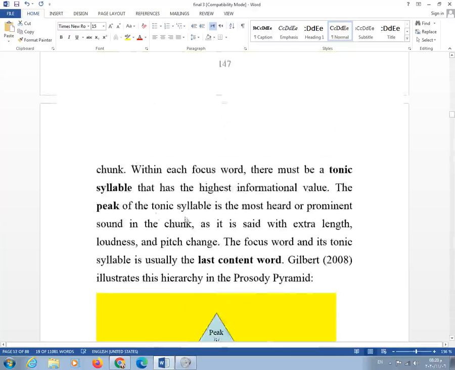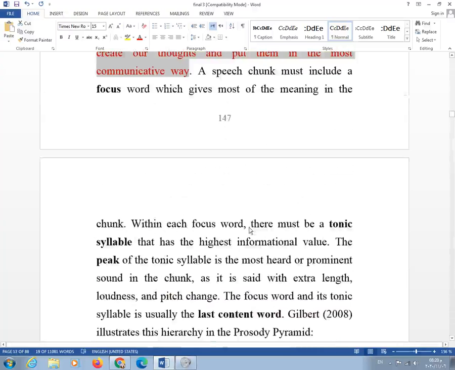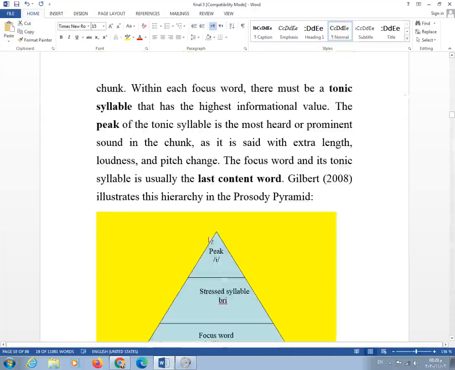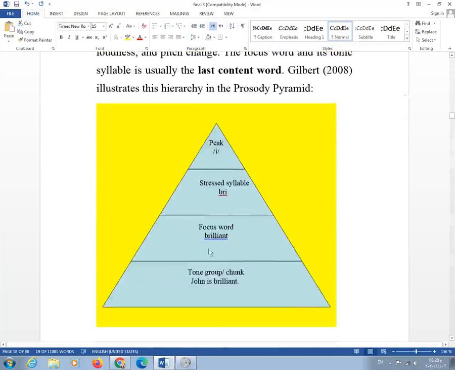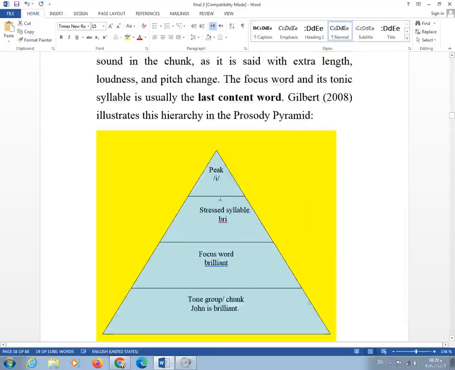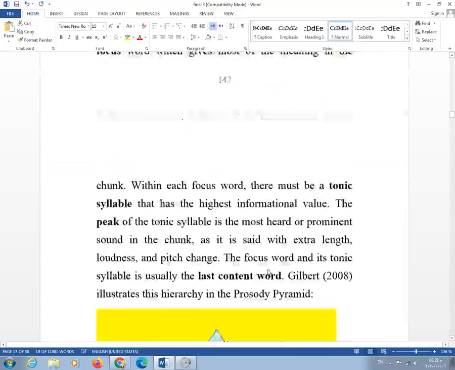So let's go back. Same thing: in each focus word there is a tonic syllable. And why do we call it tonic? Because I put a tone on the tonic syllable, the stressed syllable which is inside the focus word, which is inside the chunk. So the peak or the stressed syllable, and especially the vowel inside it, is the one that carries the tone, whether rising or falling or falling-rising, whatsoever. You understand? Hope that this is clear enough.